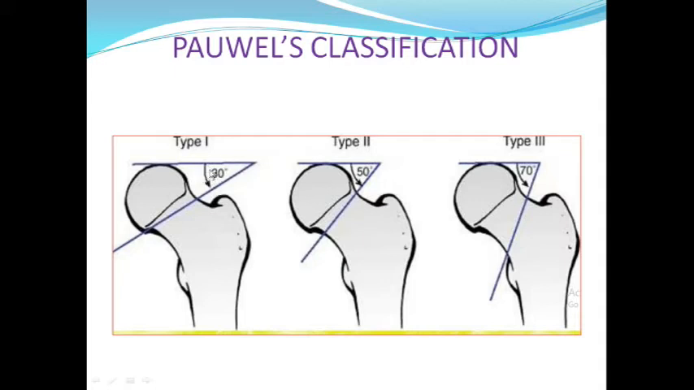So when it is within 30 degrees, we call it type 1 fracture. When this angle is between 30 to 50 degrees, we call it type 2. When it is more than 70 degrees, we call it type 3 fracture. So these are the three types, type 1, type 2, type 3 of Powell's classification.